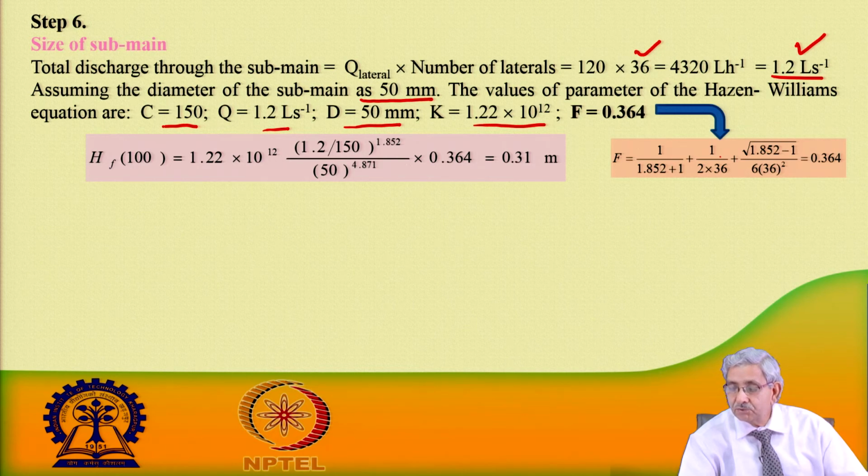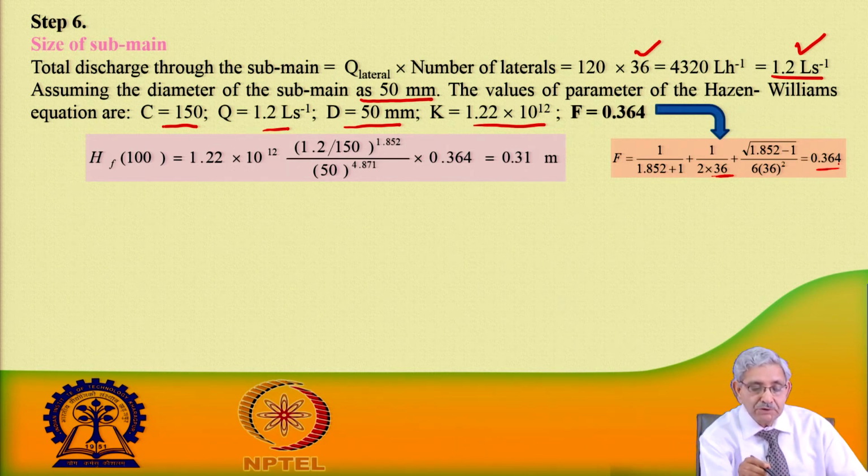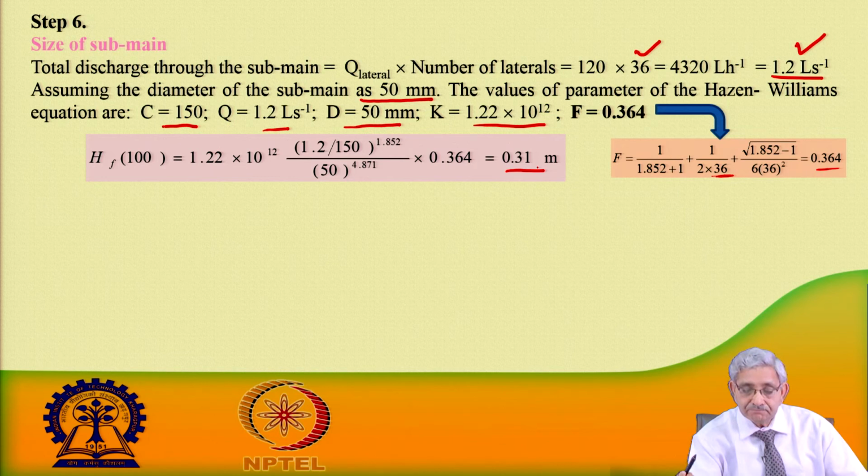So, here we are substituting the value of F, which is for 36 laterals. So, n is 36 number of laterals here. We multiply with 2, and we get the expression for 36 laterals as 0.364. So, the head loss due to friction for a 100 meter submain pipeline, when we substitute the values, comes to 0.31 meter per 100 meter pipeline.